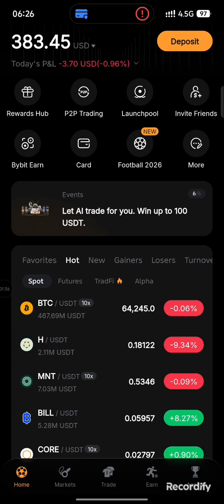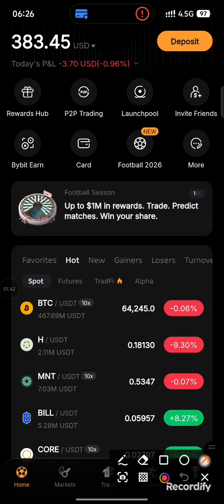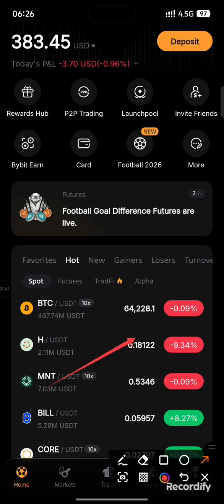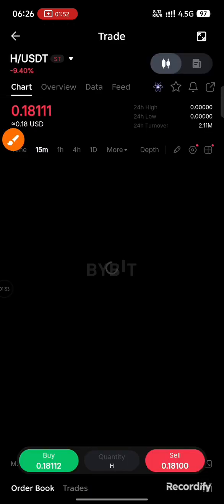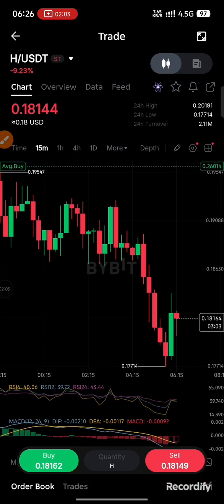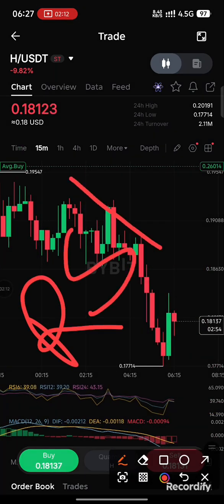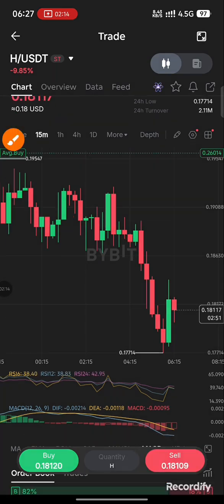So we're going to pick a particular crypto coin of our choice. Maybe we'll pick this H coin, because I have been trading it for a while and I've been making a lot of profit from it. Now we're looking at the H coin, and we're going to look at the RSI and the MACD lines. The first thing we're going to do is look at the RSI. How does the RSI work?